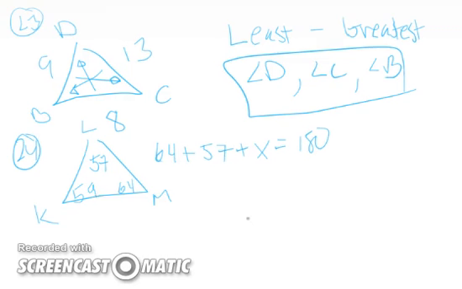So which side's the least? We're going from least to greatest. Well, 57 is the smallest, so KM is my smallest side because it's across from 57. Then it's LM across from the 59. And then last but not least, it is 64 degrees, which is across from KL.